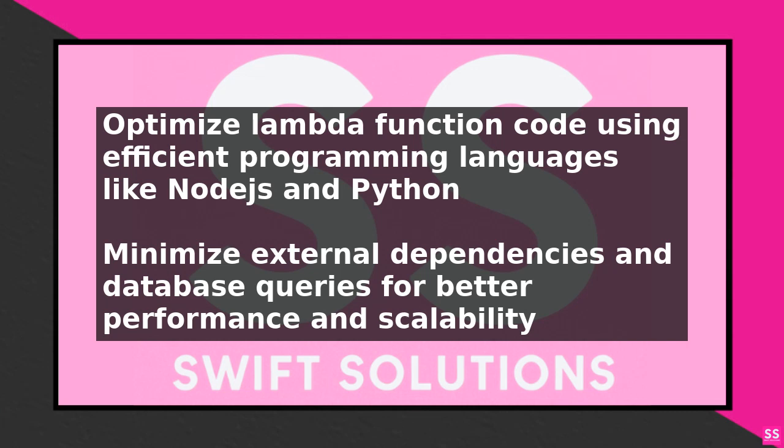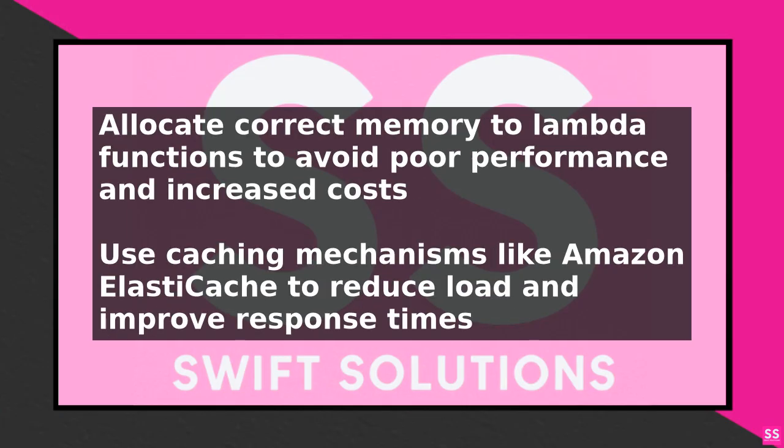dependencies and database queries. Another key aspect of optimizing Lambda functions is to use the correct memory allocation. Allocating too little memory can result in poor performance, while allocating too much memory can increase costs. The ideal memory allocation will depend on the specific requirements of your function.